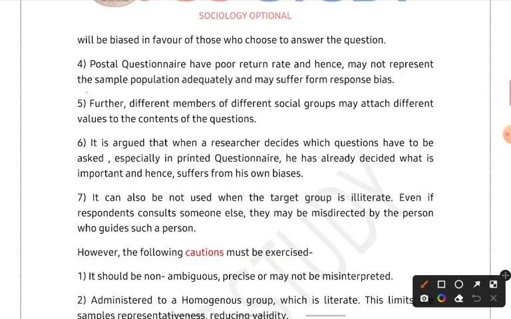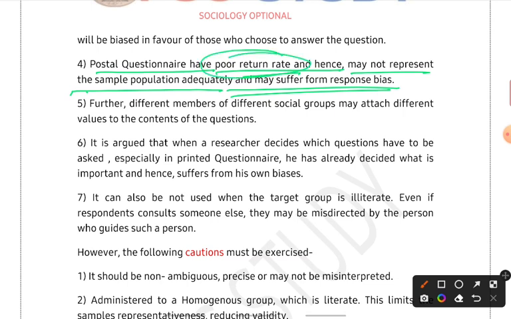Then postal questionnaires have a poor return rate and hence may not represent the sample population adequately and may suffer from response bias. Postal questionnaires lack in return rate. So obviously, if the returns are poor, you're missing the major sample size, so your research will be based on very few samples, so it might not be so reliable or valid.